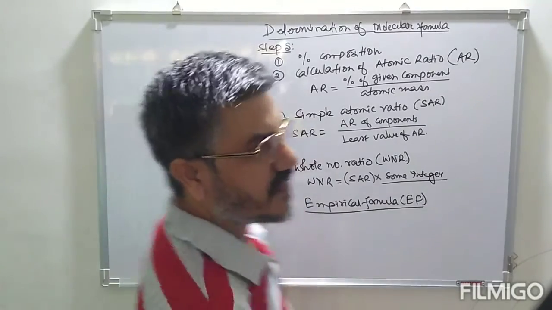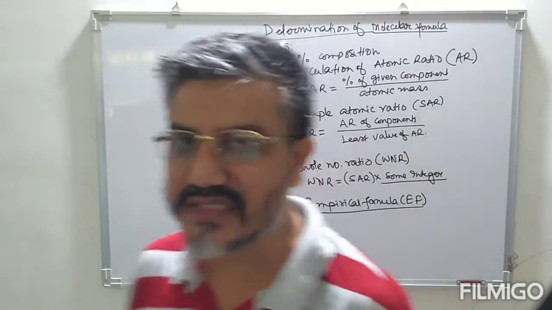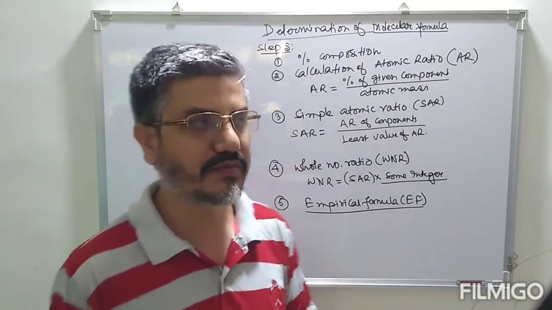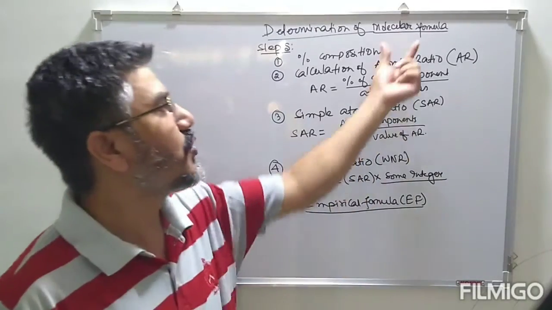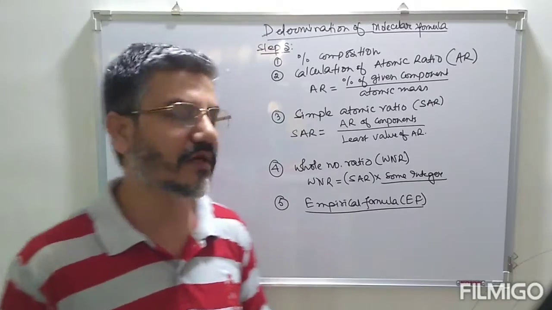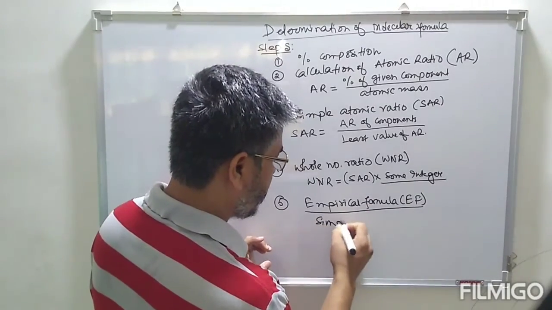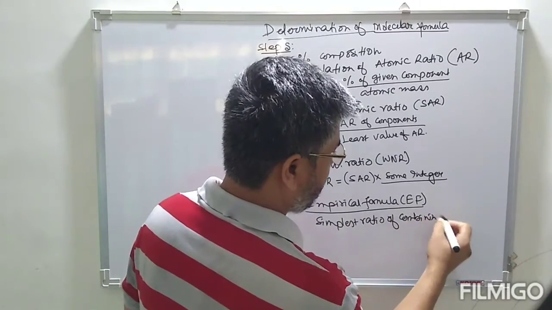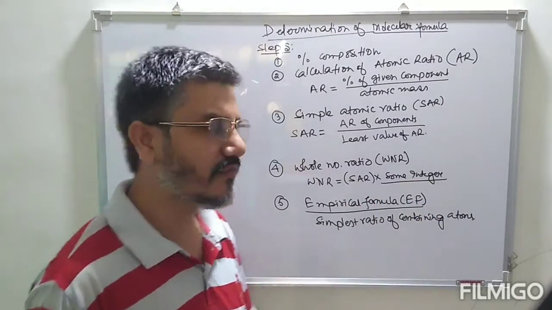Now let's define the meaning of this empirical formula. The empirical formula represents the simplest ratio of the combining atoms in a given formula, whereas the molecular formula represents the exact number of atoms present in the formula unit. So the simplest ratio of combining atoms gives you the empirical formula.